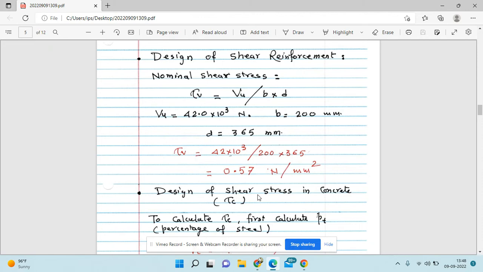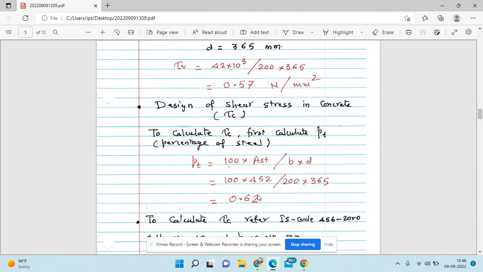Then we have to find out how much shear will be taken by the concrete. That can be calculated by using, first of all, the percentage of steel. Percentage of steel is calculated as 100 into area of steel upon bd. Substituting all the values, pt comes out to be 0.62.